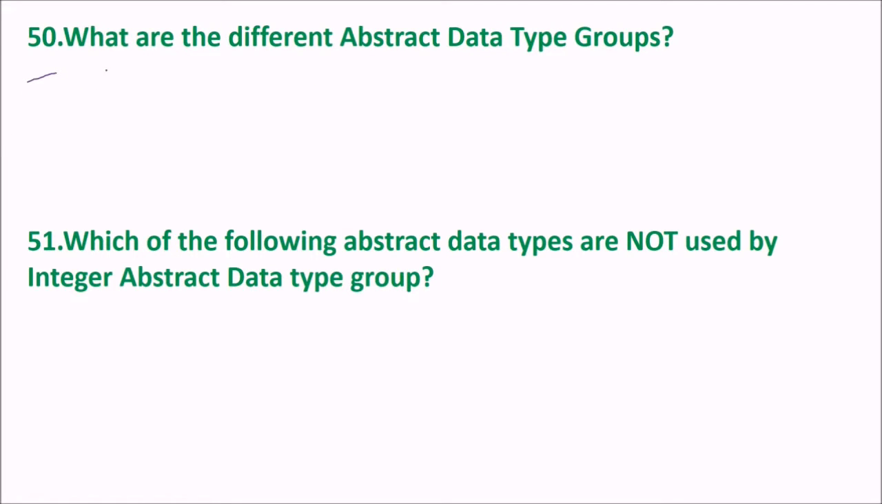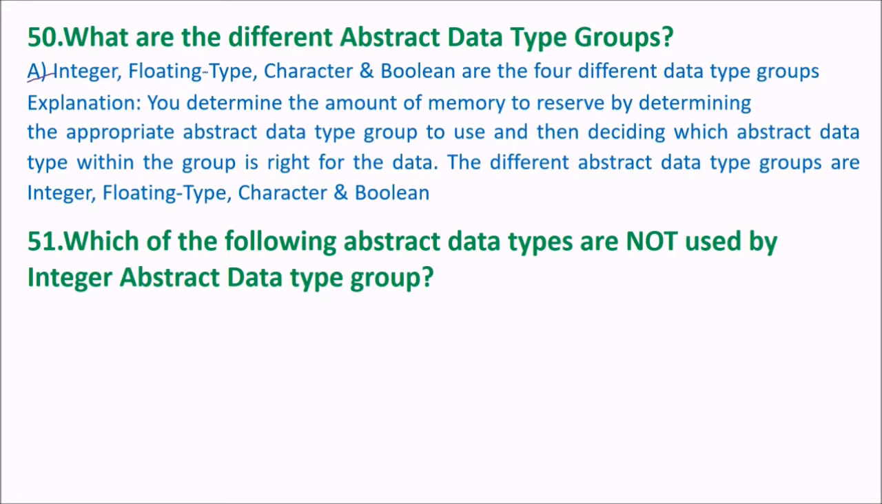So what are the different abstract data type groups? You have integer, floating type, character, boolean. These are the 4 different data type groups. You determine the amount of memory to reserve by determining the appropriate abstract data type group to use, then deciding which abstract data type within the group is right for the data. We have just seen that.